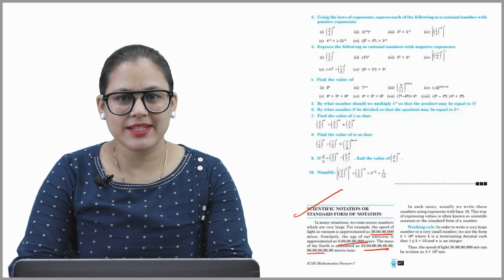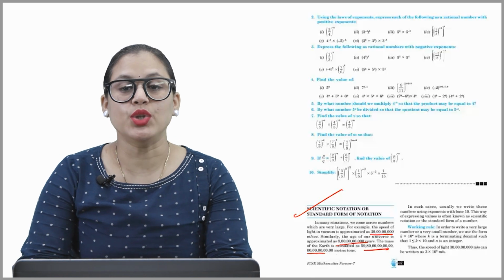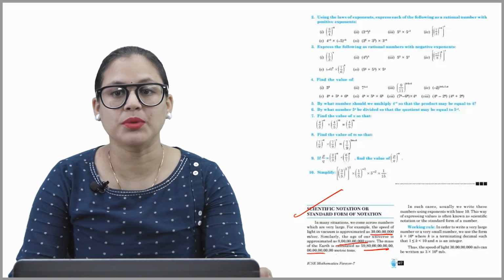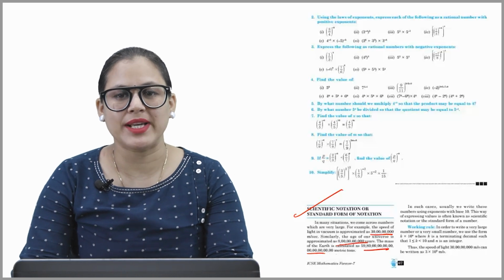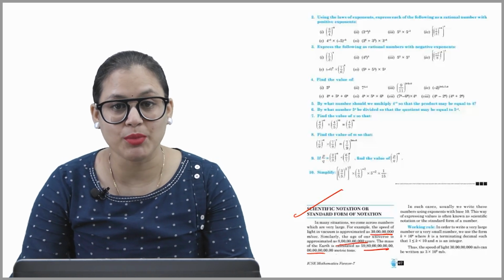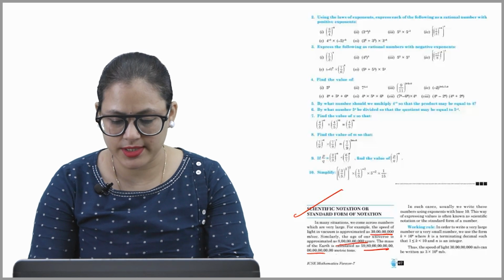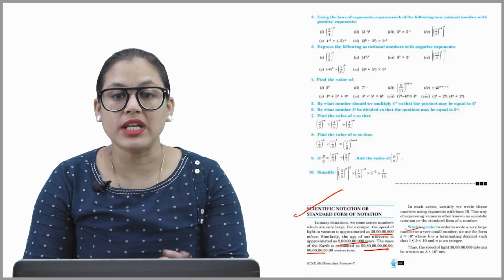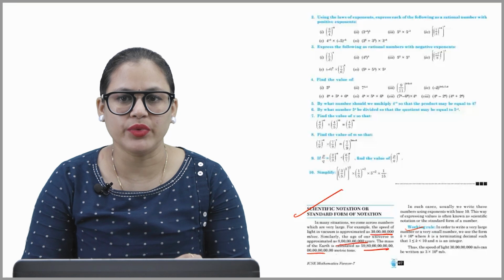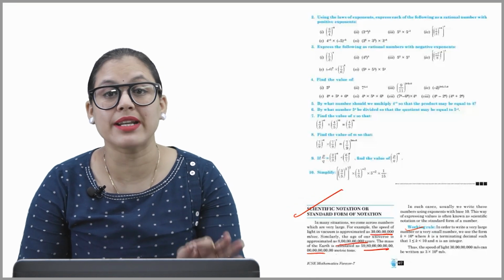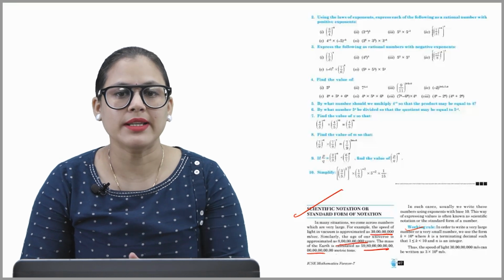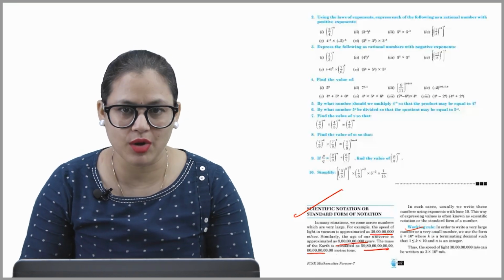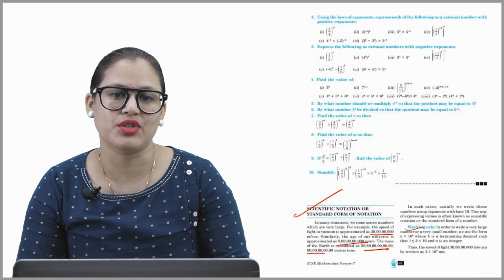In such cases, usually we write these numbers using exponents with base 10. This way of expressing values is often known as scientific notation or the standard form of a number. Working rule: what does it say? In order to write a very large number or a very small number, we use the form k into 10 raised to the power n, where k is a terminating decimal such that 1 is less than or equal to k, and k is less than 10, and n is an integer.